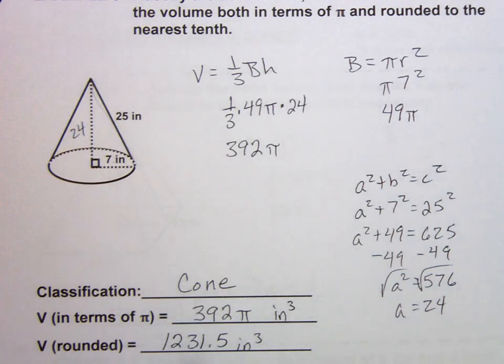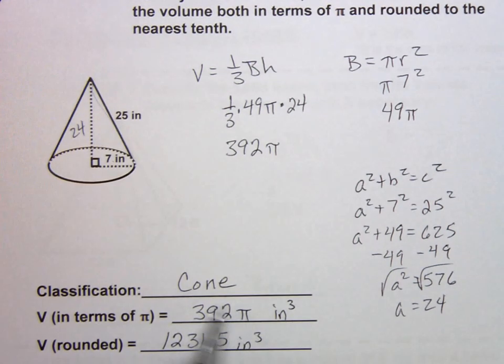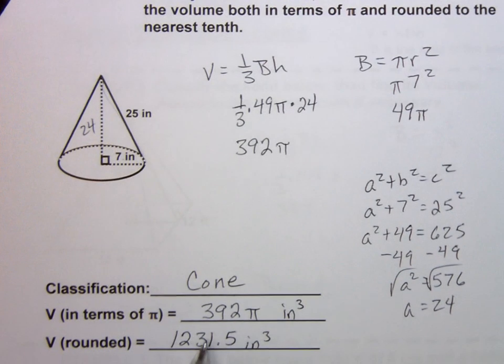It's the same answer, or very close anyway. This is rounded, so it's slightly off. But it's the same basic number. This one's exact. This one is rounded. This is the way you're more commonly used to seeing it.